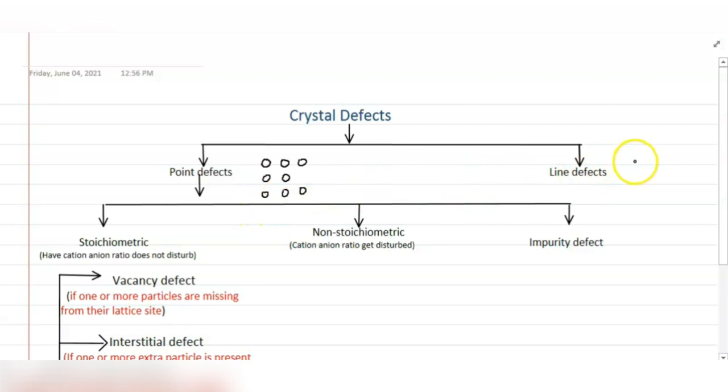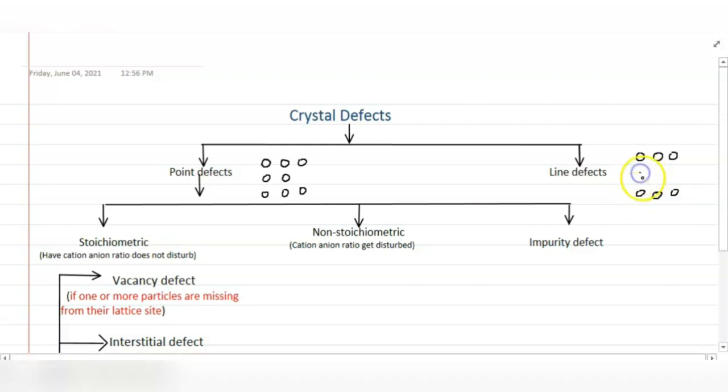If you find a complete row of particles is missing, or an extra row of particles exists at the lattice site, then it will be a line defect. You can see here, this is a crystal, and one row of particles is completely missing from this crystalline solid. So this causes a line defect here.